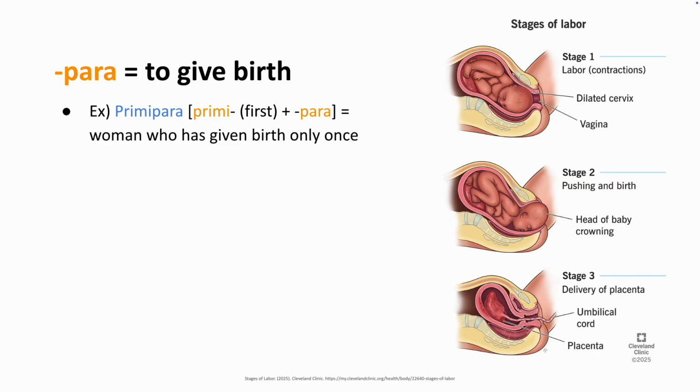I found a nice diagram for stages of labor. You start with the contraction, push the baby out. Stage 2, pushing and birth. The head of the baby comes out first. I think during this stage, if you are in a hospital, the doctor helps out, pulls the baby out. And stage 3 is the baby came out, and you can take out the umbilical cord and placenta as well from the womb.